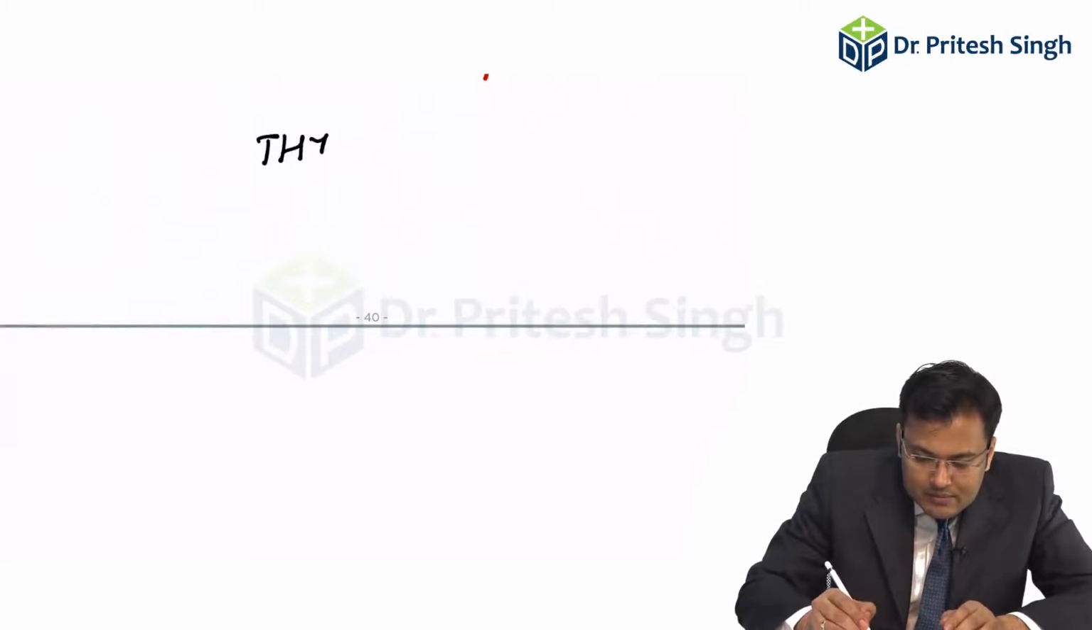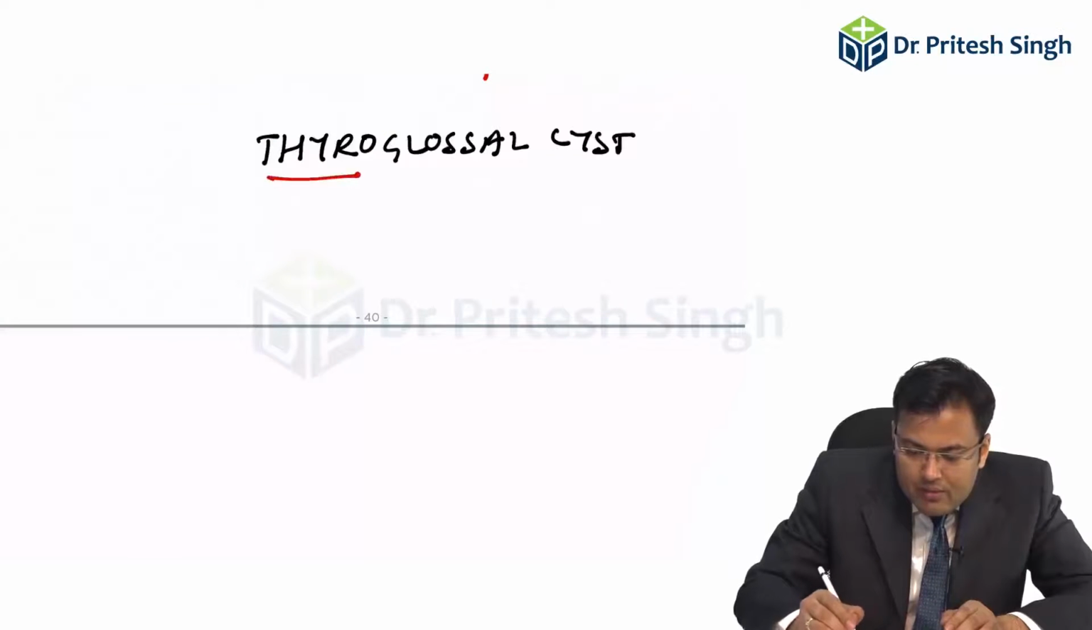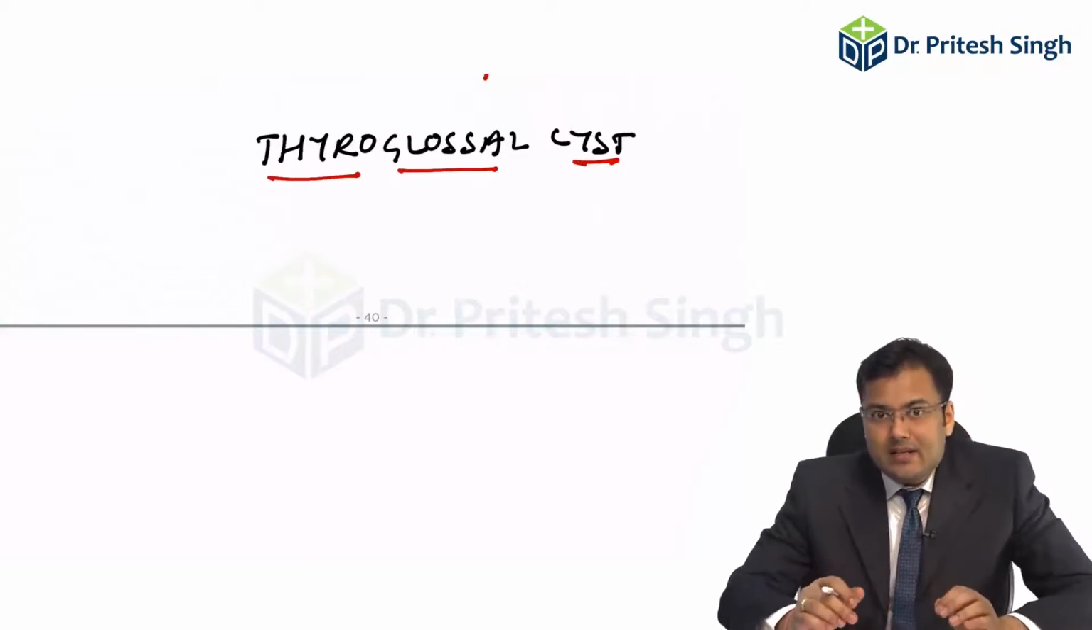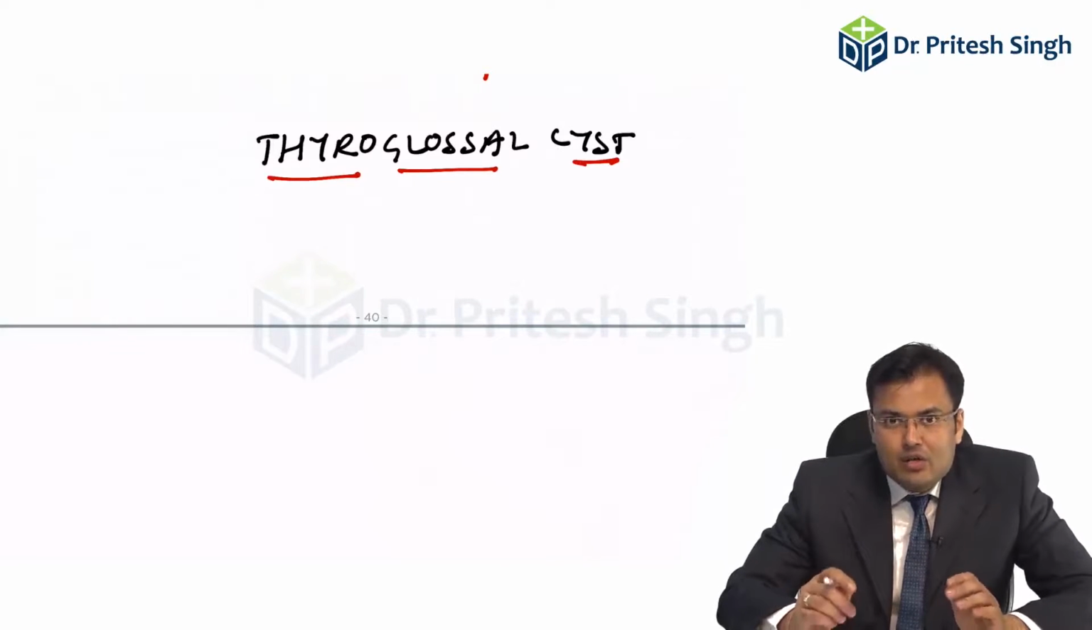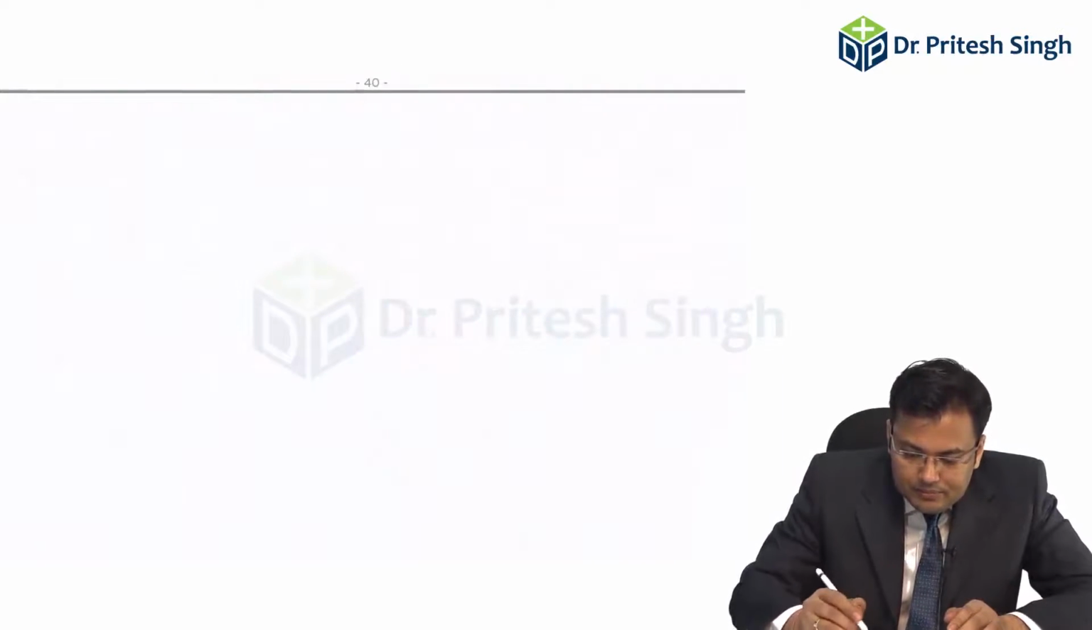Thyroglossal cyst. Just break this word: thyro plus glossal plus cyst. It means there is a cyst in relation to the thyroglossal tract. So have a look. What is the thyroglossal tract? It starts from the foramen cecum.